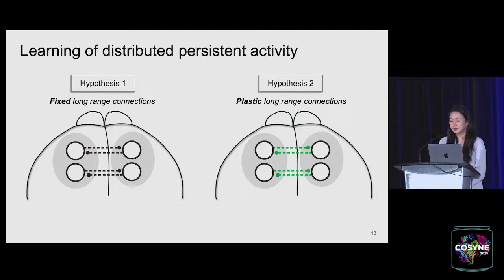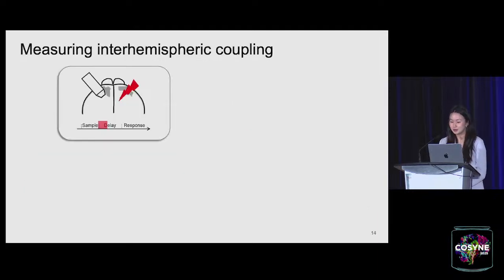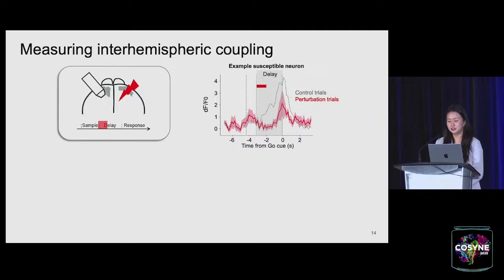So what is happening in the brain? To measure coupling, we identify single neurons that are significantly impacted by the contralateral hemisphere perturbation. We quantify this activity change at the time of perturbation to measure coupling directly. So here's an example neuron. You can see that the activity level shown in red is significantly reduced by the perturbation.